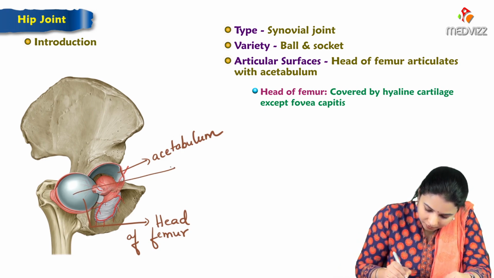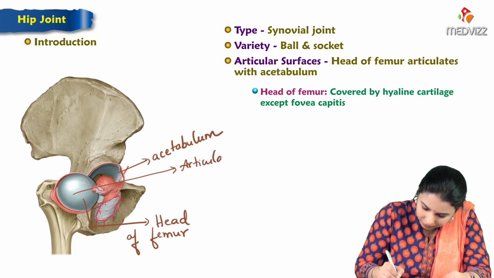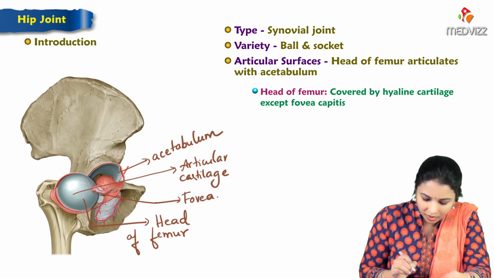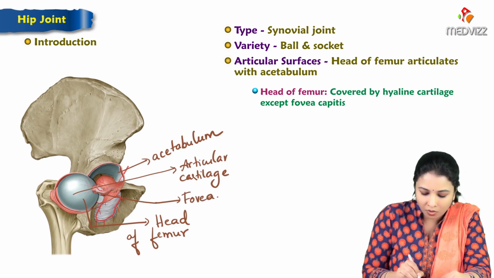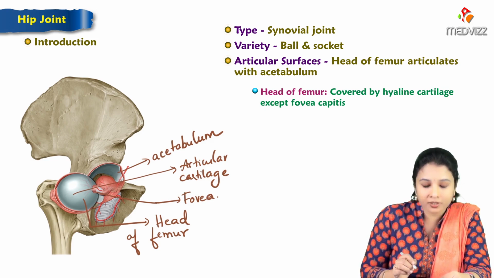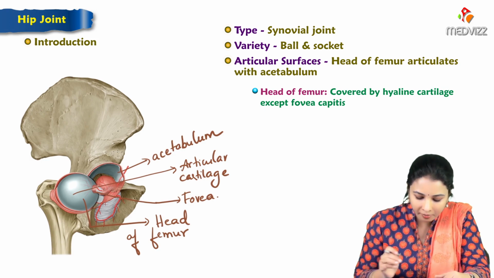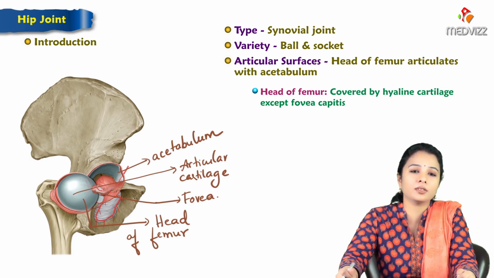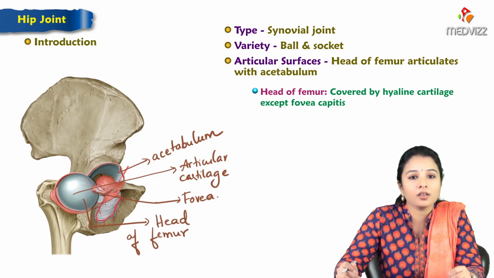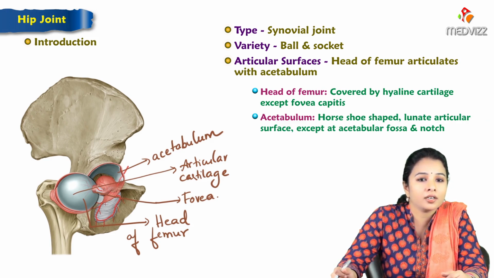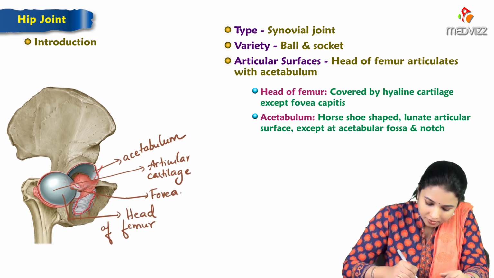Except here at the fovea, we can see an attachment of a ligament to the fovea capitis, which is called the round ligament. So except at that point, the rest of the head of the femur is covered by hyaline cartilage. The acetabulum presents a horseshoe shaped lunate articular surface.